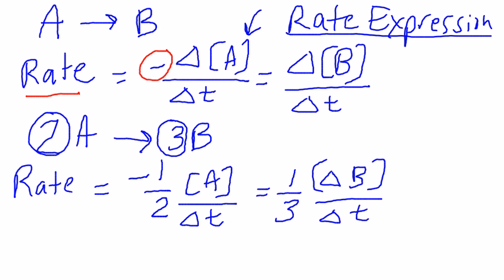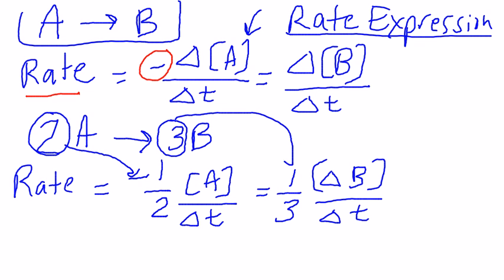Notice that in this case, because the A had a 2 in front of it and because the B had a 3 in front of it, the rate at which A disappears will not exactly equal the rate at which B appears. In this case, above, it did because the coefficients are 1s. But in the case below, we have 2A going to 3B. So minus 1/2 the rate at which A disappears is equal to 1/3 of the rate at which B appears.